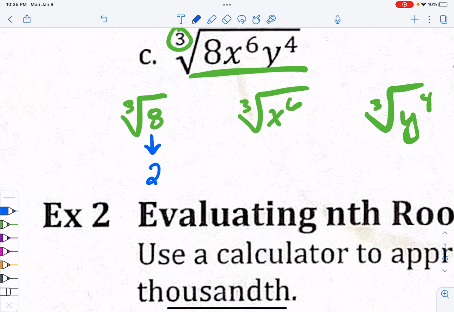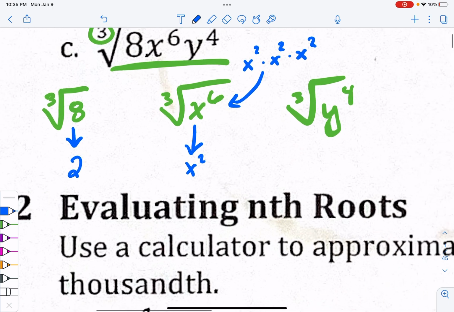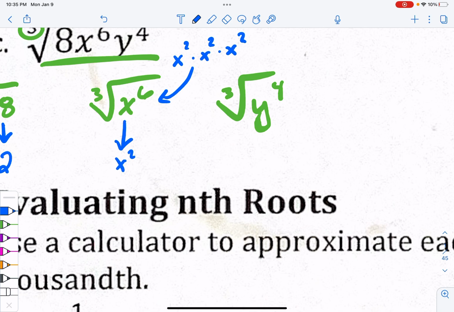This one is the cubic root of x to the 6th power. So is there something you can take times itself 3 times to get x to the 6th power, okay? And that actually comes out as x to the 2nd power, right? Like x squared times x squared times x squared, that's x to the 6th, okay? So that one comes out perfectly, all right? Now this last one, is there something you can take times itself 3 times to get y to the 4th power? That's where we get stuck and it doesn't work.